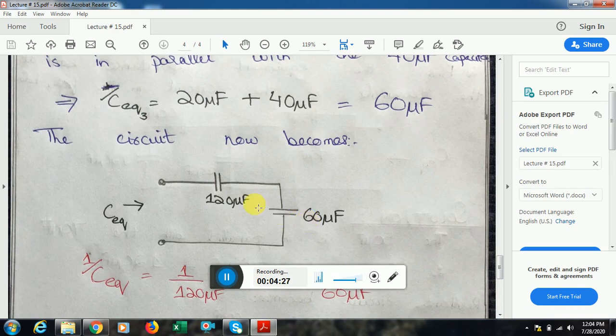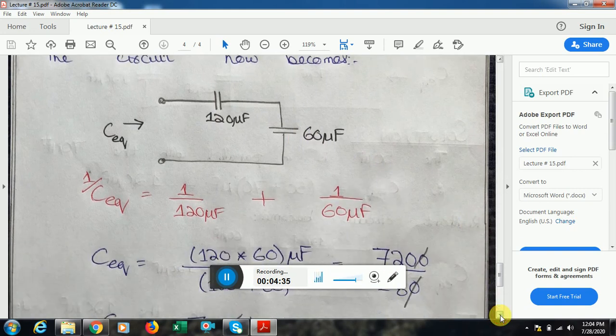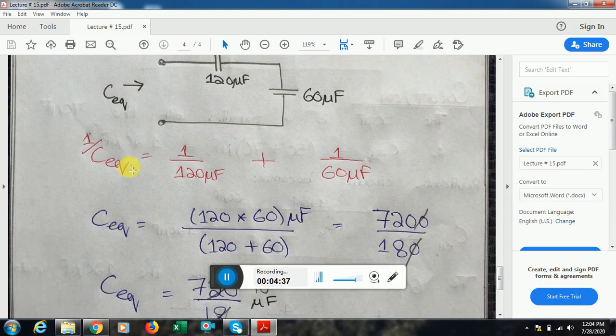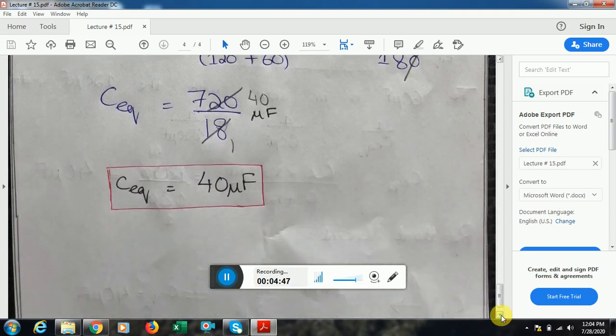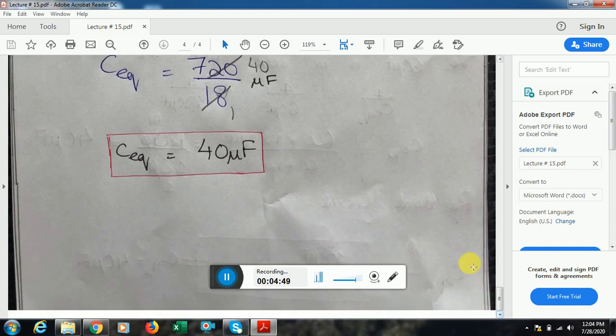Finally, we see that this 120 microfarad and 60 microfarad are in series to each other. So we take the series equivalent, where the reciprocal of the net is equal to the sum of the reciprocals of each of the capacitors. This is how we get the final C equivalent as 40 microfarad. So this is a very simple topic: equivalent capacitance while capacitors are in series and parallel combination.